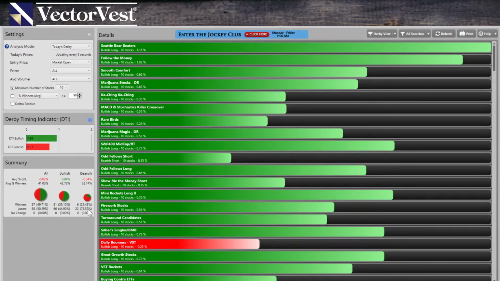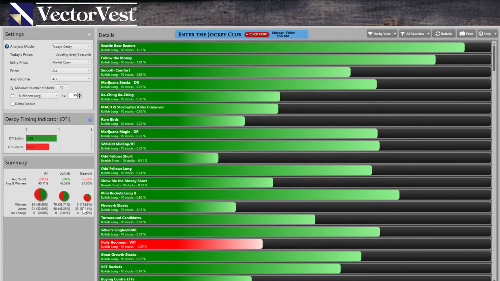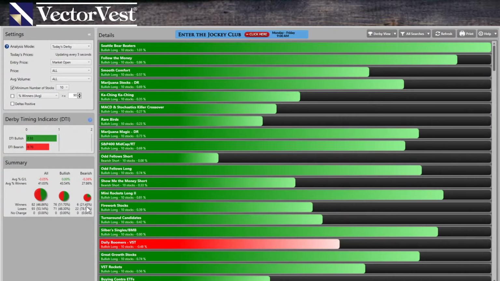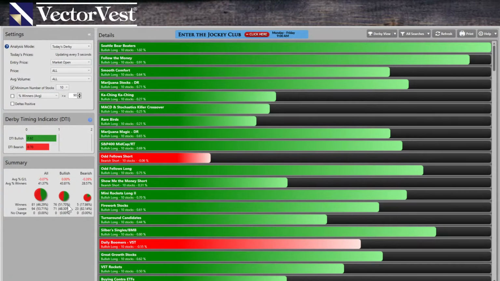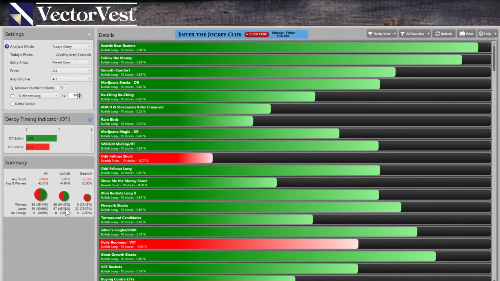Notice that of my bearish searches, only 17% are making money. So the market is giving us more of a bearish feel, but the bearish searches are not making money. On the bullish side, 51% of the bullish searches are making money. Let's keep this in mind.